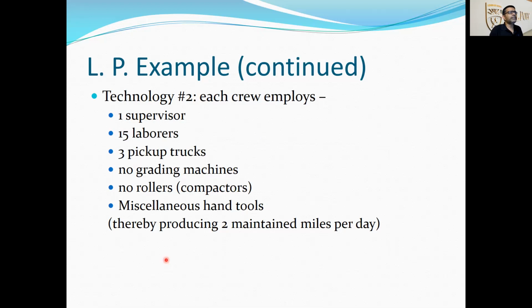Now, for technology 2, you have 1 supervisor, 15 laborers, 3 pickup trucks, no grading machine, no rollers, miscellaneous hand tools. And when all these resources come together, they maintain 2 miles of roadway per day.